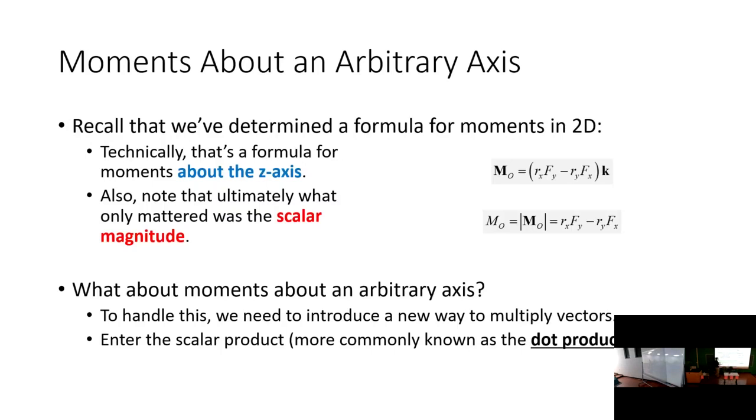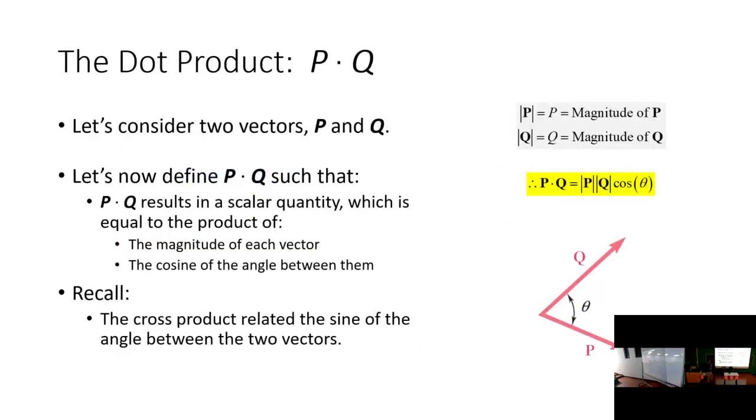So what we need to do is talk about the dot product. Like before, when we defined the cross product, we need to define the dot product and specifically what our goals for the dot product are going to be.